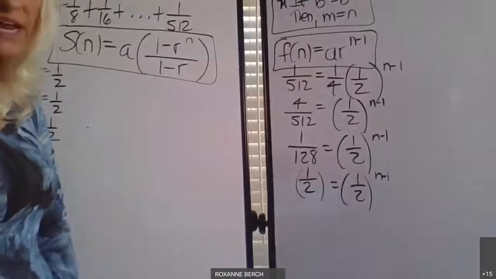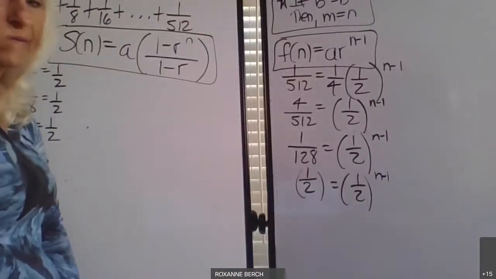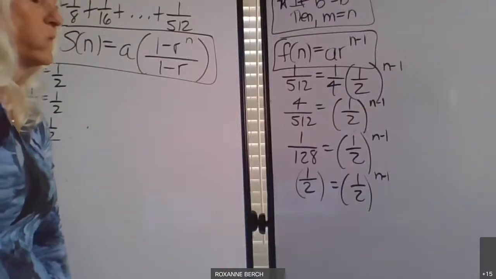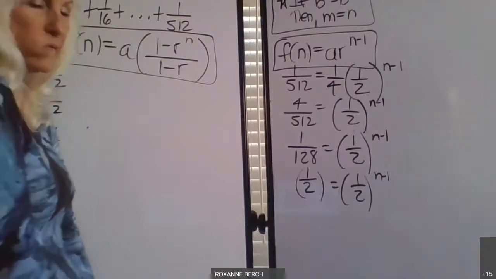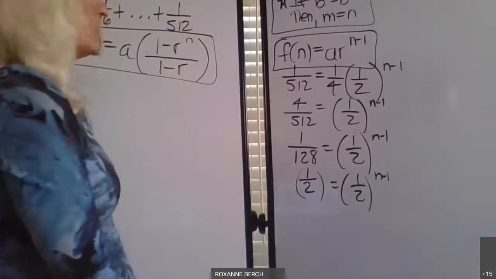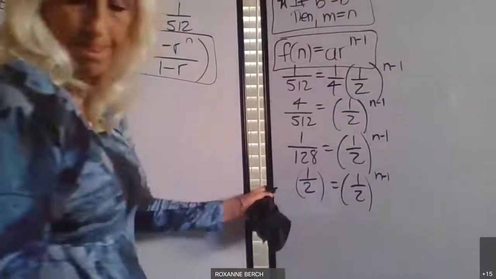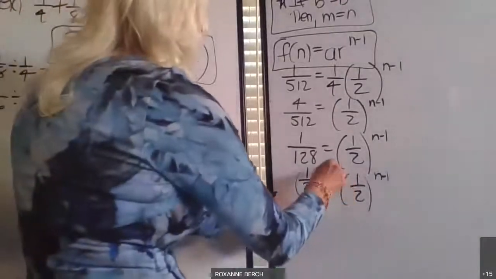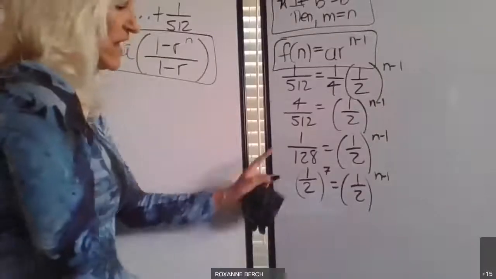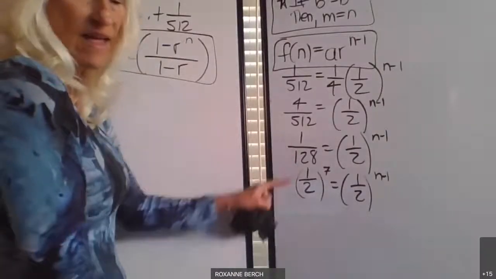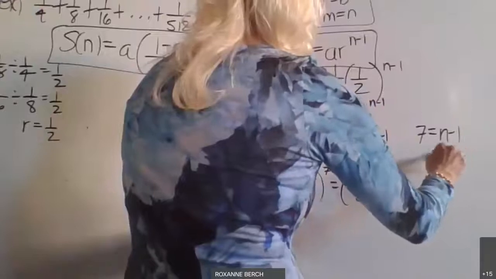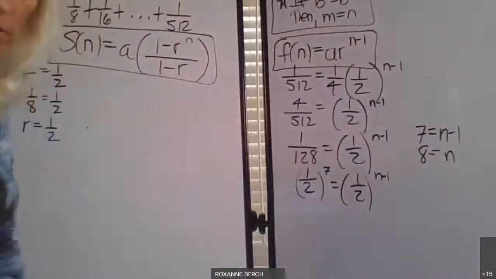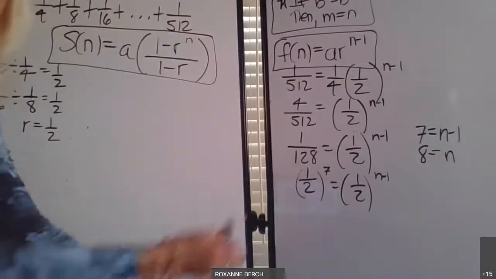So 2 to what power is 128? Two to the 7. So 1 to the 7th is 1. 2 to the 7th is 128. These are equivalent, right? And I got the bases to be the same. 7 is equal to n minus 1, which means n is equal to 8 terms. So now I'm ready to do the problem.